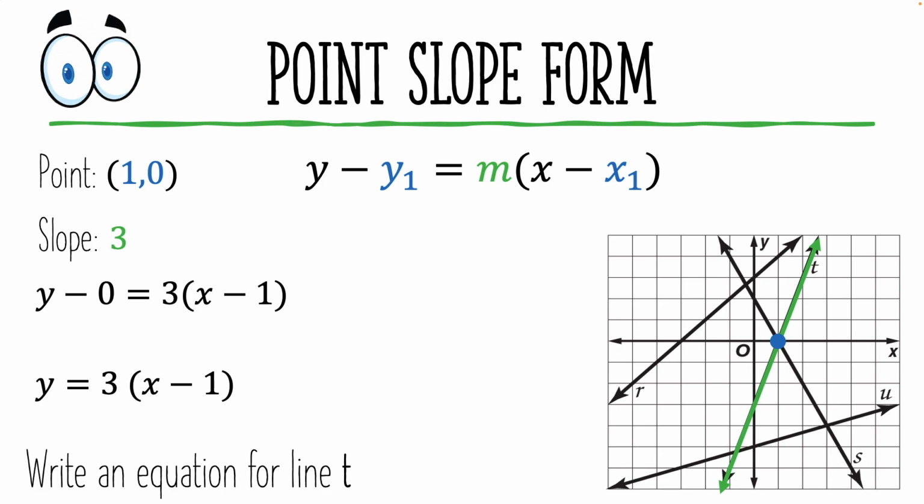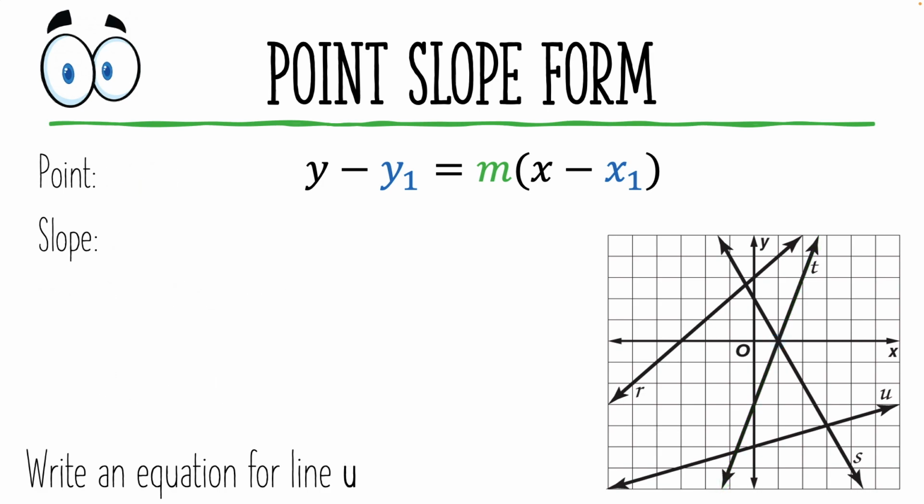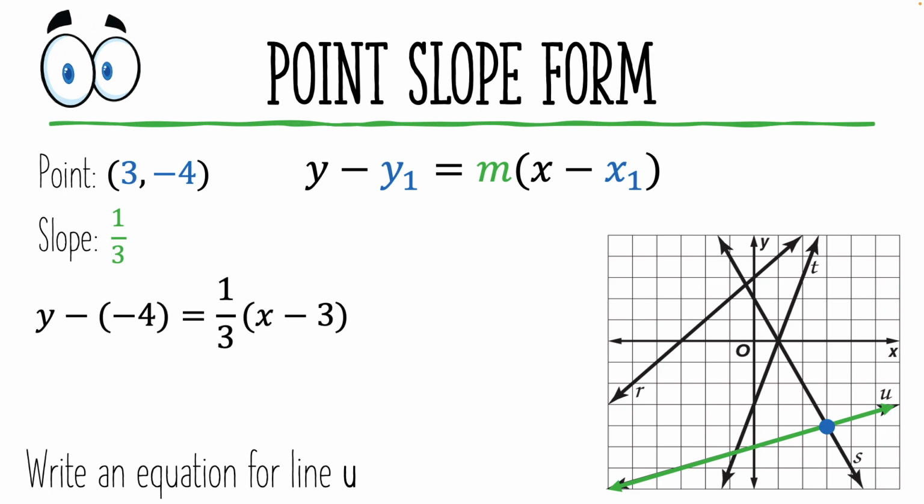And then finally, let's write an equation for line U. We'll go through the point (3, -4). The slope of line U is 1/3. So if you plug in the information you know, what would it look like? y minus -4 equals 1/3 times the quantity x minus 3. That y minus -4, we can make a y plus 4. And we get y plus 4 equals 1/3 times the quantity x minus 3.